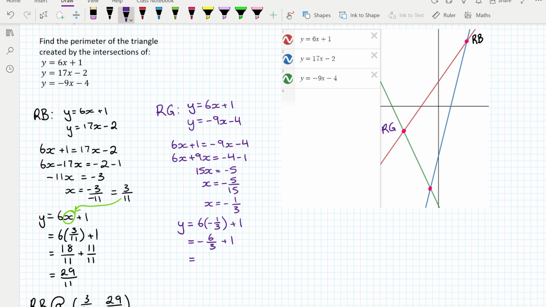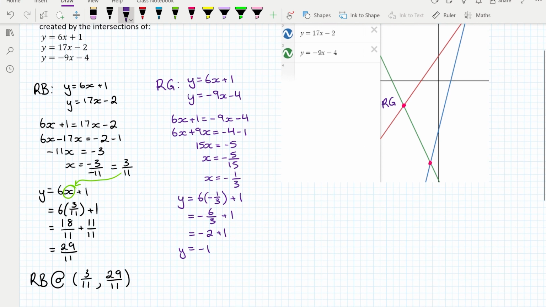And then negative 6 divided by 3. 6 divided by 3 is 2, so that becomes negative 2 plus 1, which means that y is going to be equal to negative 1. Negative 2 plus 1 is negative 1. So that means our coordinate where our red line intersects our green line, so RG, is going to be at the coordinates of negative 1 over 3 and negative 1.